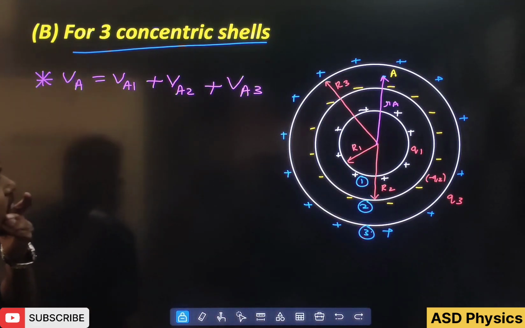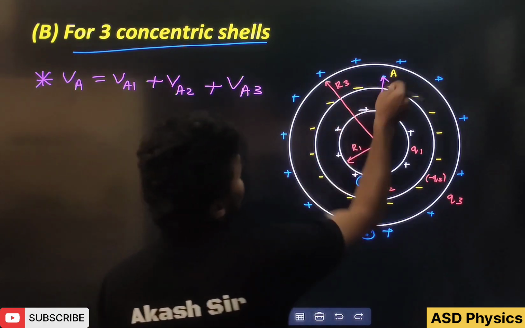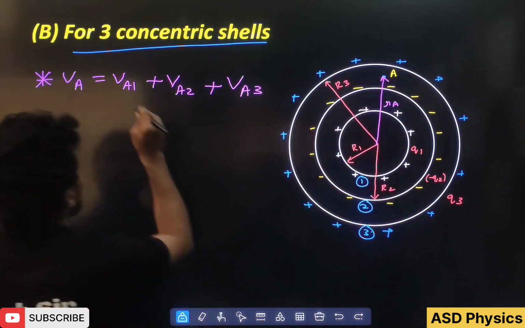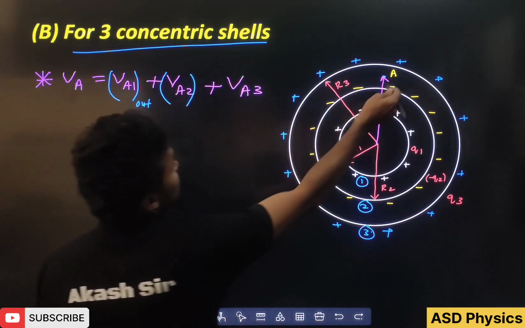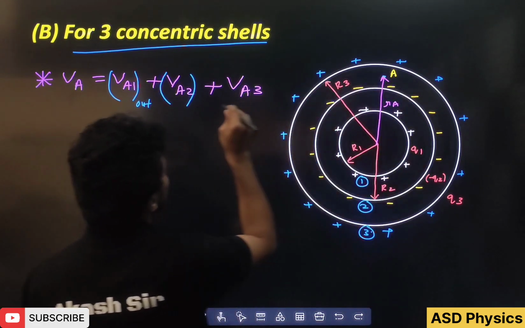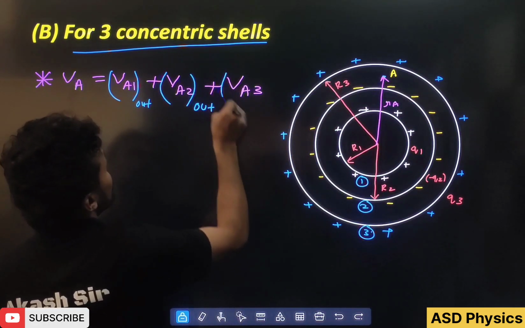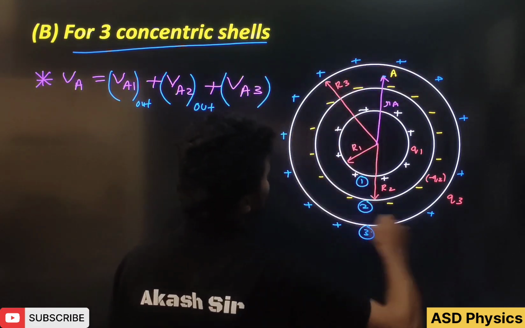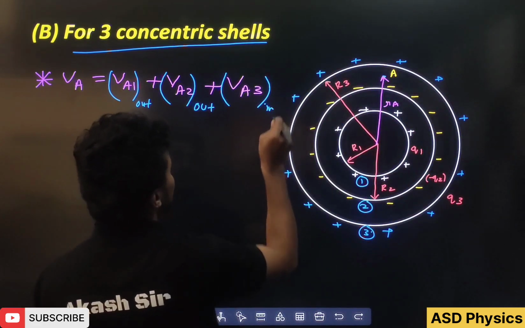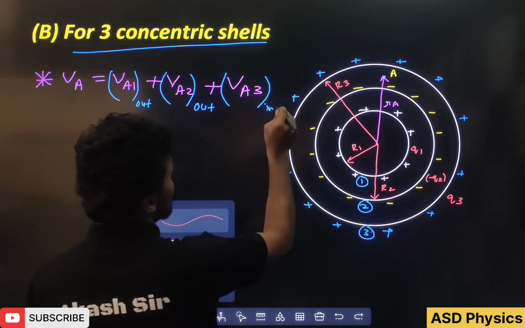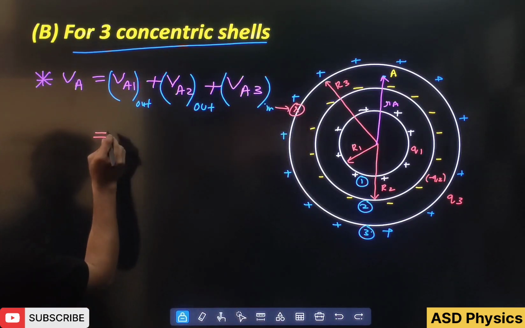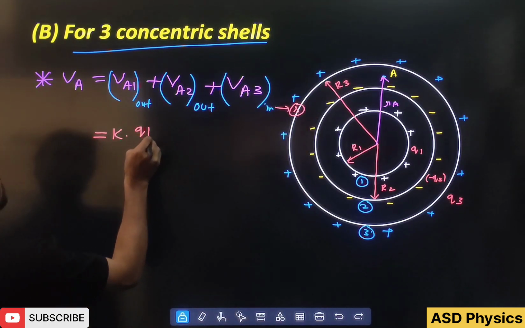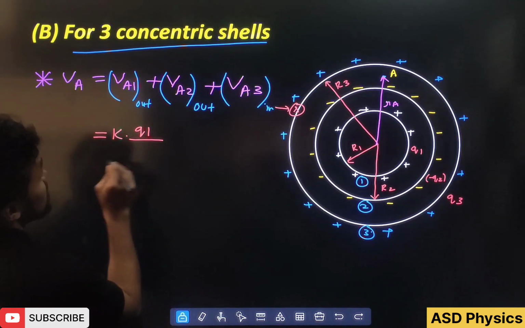So you can see very well, point A with respect to shell 1 is outside. Similarly, point A with respect to shell 2 is also outside. But point A with respect to shell 3 is where? Inside. Inside means which potential? Again I am telling you, surface potential. Now you know very well what will happen here. K into charge Q1, actual length. Outside means actual length.